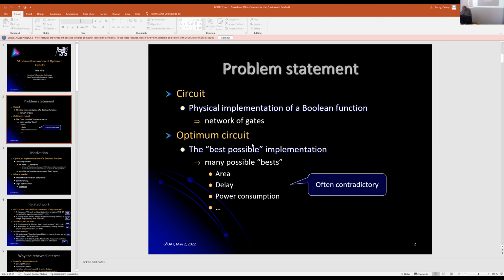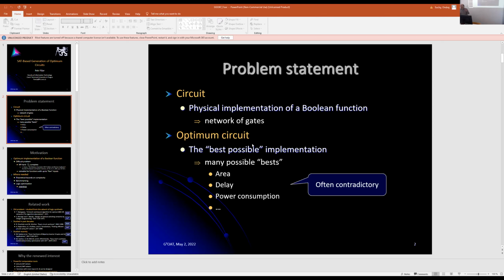The second topic is optimal. Naturally, the optimal is the best possible. The question is, what is the best? Because there are really many possible bests. It could be the area, it could be delay, it could be power consumption, and sometimes they are contradictory. If you have higher area, probably you will have higher power consumption, but it's not the case for delay, as you know.